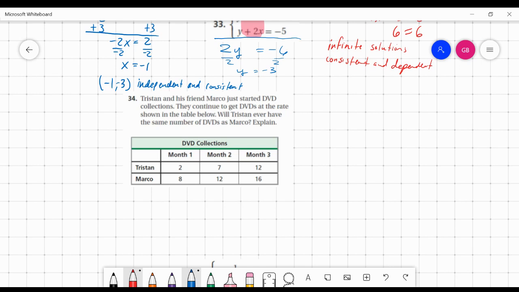Okay. So Tristan has 2, then 7, then 12. Marco has 8, then 12, then 16. So basically, it's asking, at the beginning, Marco has much more. Marco has 8, and Tristan only has 2. It's asking, is Tristan going to catch up?